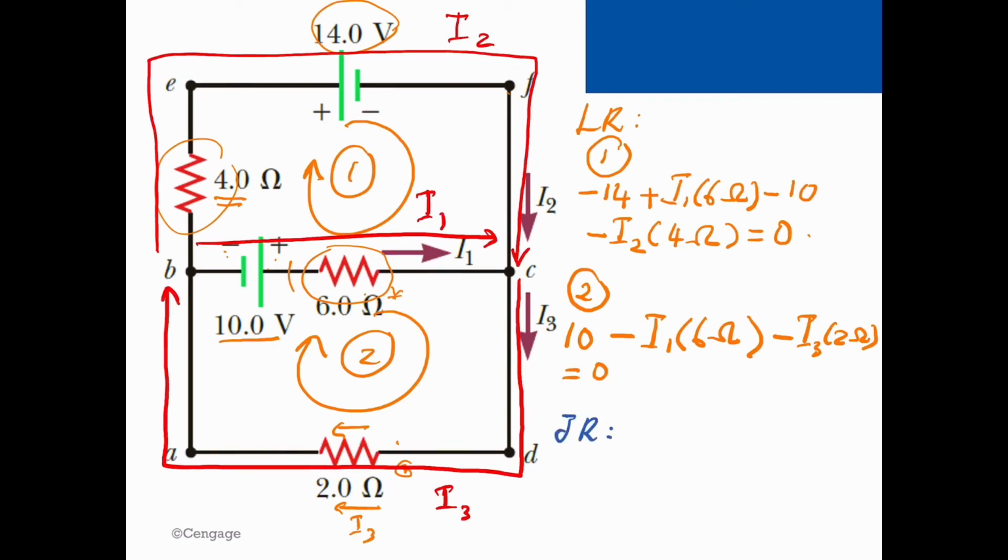The junction rule previously is I3 equals I2 plus I1. Now we have 3 equations, and how many unknowns do we have? We have 3 unknowns. Then you can solve these simultaneous equations by using your calculator.